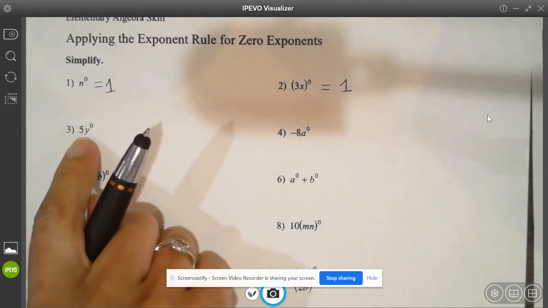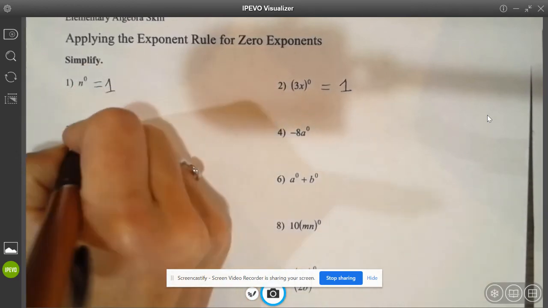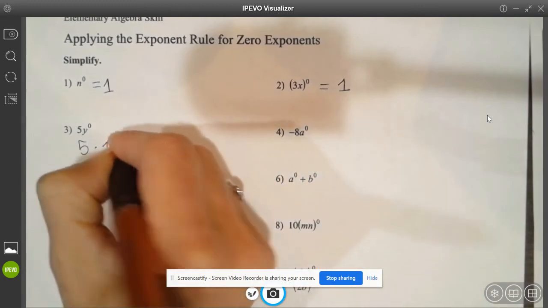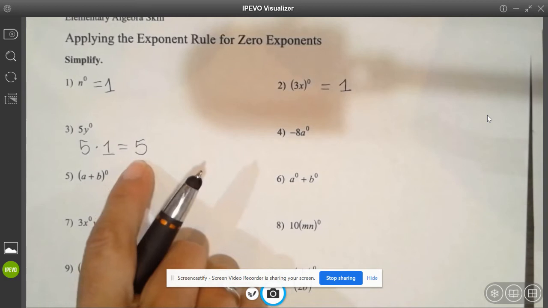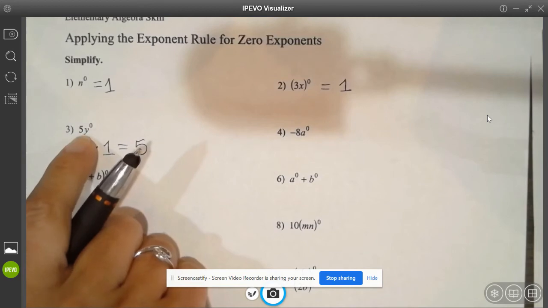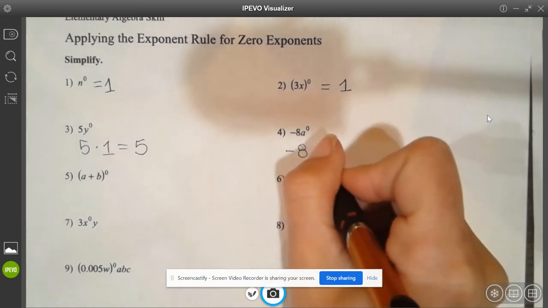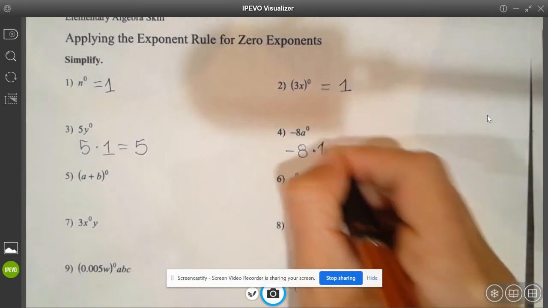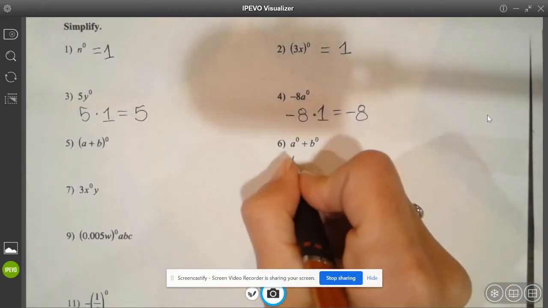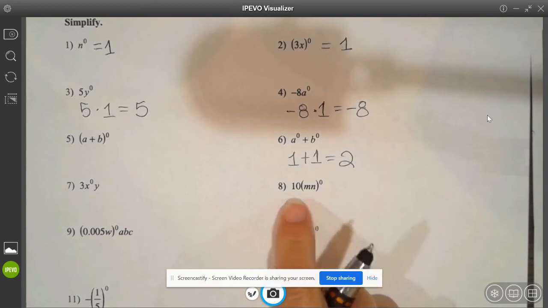But say you have something like this. The only thing that's being raised to the 0 power is the y, not the 5. That means that you have 5 times y to the 0 power, which is 1. The answer is 5 times 1, which is 5. So be careful what is being raised. Basically the exponent belongs to the term right below it. So like in this example, you have negative 8 times 8 to the 0 power, which is 1. So the answer is negative 8. So be careful here. In this case, you have 1 plus 1, 2.